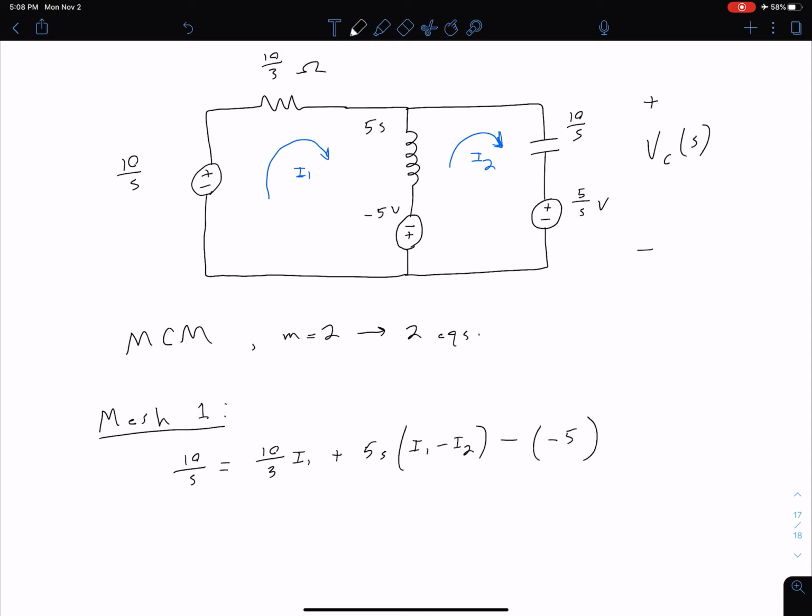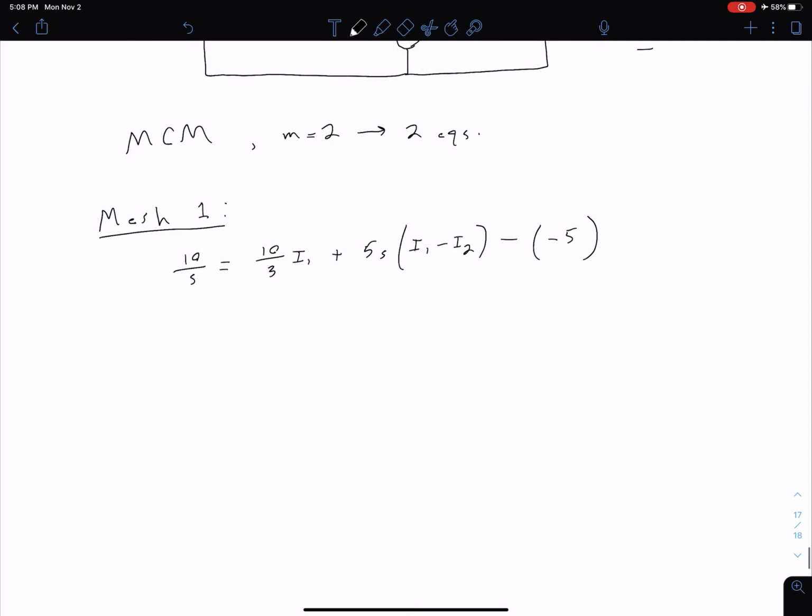So what we can do is we can collect terms on the left that don't have I1 or I2, and so that ends up being our 10 over S and our minus 5, and that's going to be equal to, collecting terms over here, we have I1 times 10 over 3 plus 5S, and then we have I2, which is being multiplied by a negative 5S.